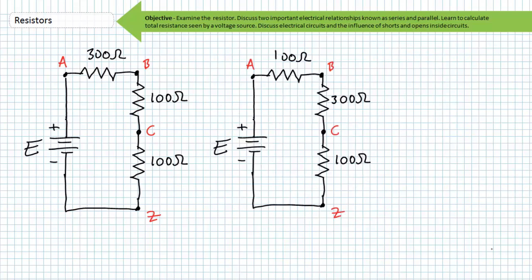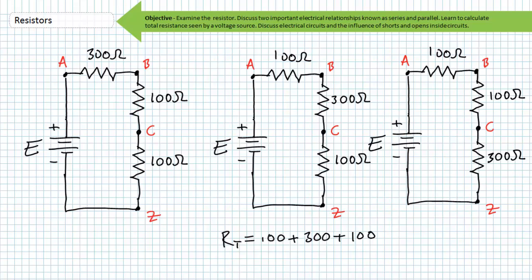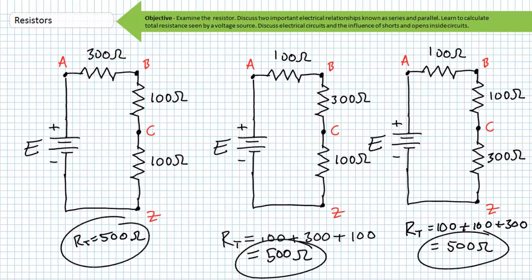What about this configuration? Is this a 300 ohm resistor in series with a 100 ohm resistor in series with a 100 ohm resistor? Kind of. It's actually a 100 in series with a 300 in series with a 100. What about this one? Is this a 300 in series with a 100 in series with a 100? Again, not really. This is really a 100 ohm resistor in series with a 100 ohm resistor in series with a 300 ohm resistor. Order aside though, what is the final total resistance seen by the voltage source for any of these three configurations? Is it in any way influenced by in which order the individual resistors are encountered? No. In every single configuration, the total resistance seen by the source is 500 ohms.